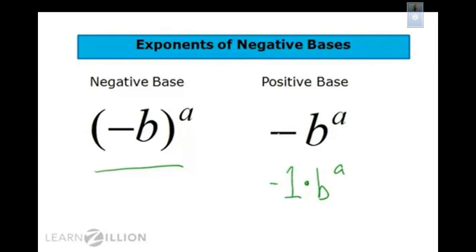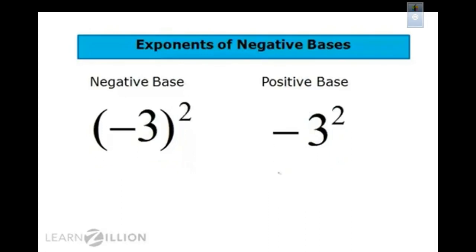If you think about a negative in front of the base this way, and recognize that the order of operations says exponents come before multiplication, you remember to raise b to the power of a first, then multiply it by negative 1. Let's look at two examples with numbers here. The first example, negative 3 is clearly your base. When you square it, you're going to multiply negative 3 times negative 3. That gives us a result of positive 9.